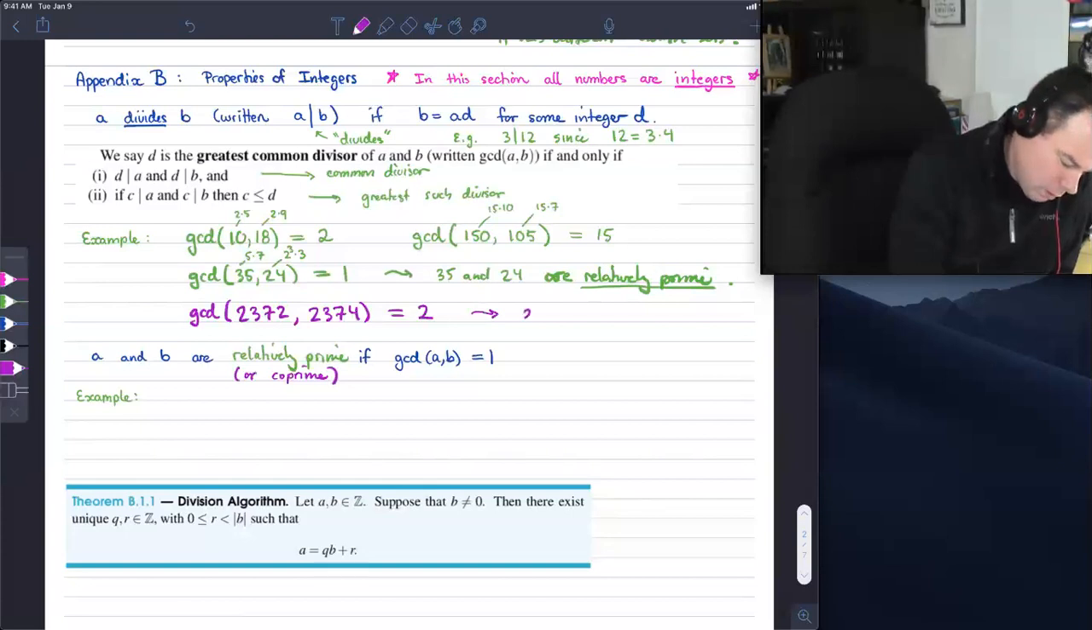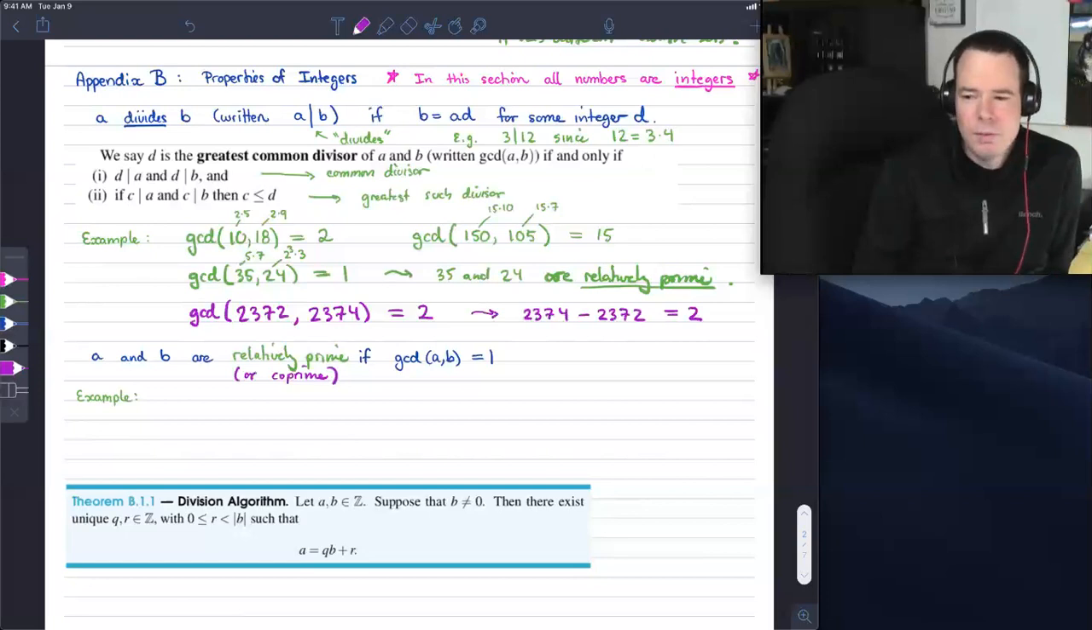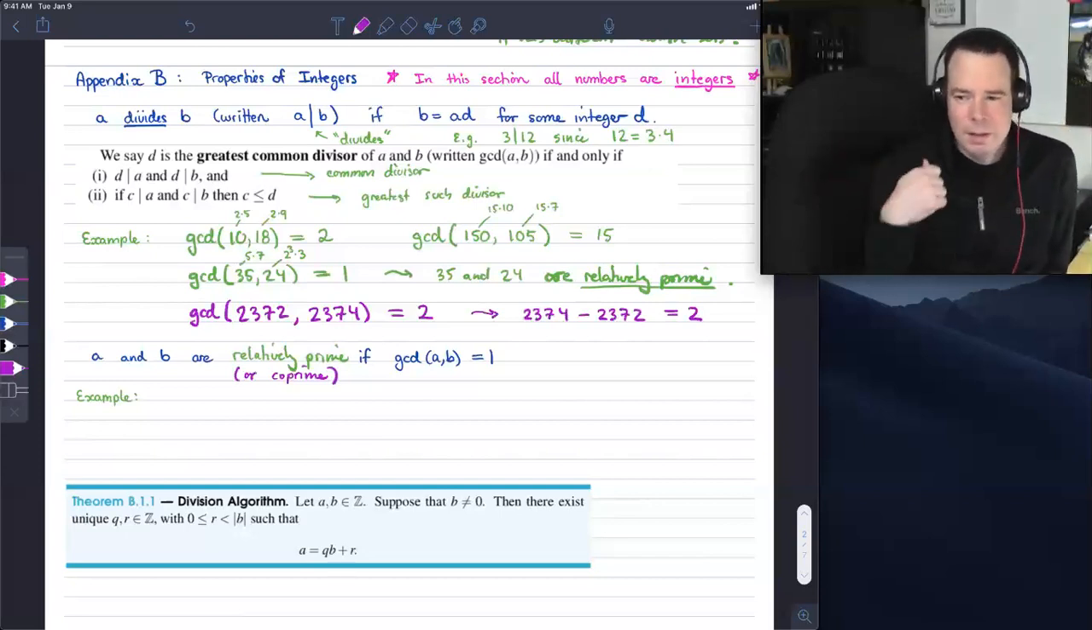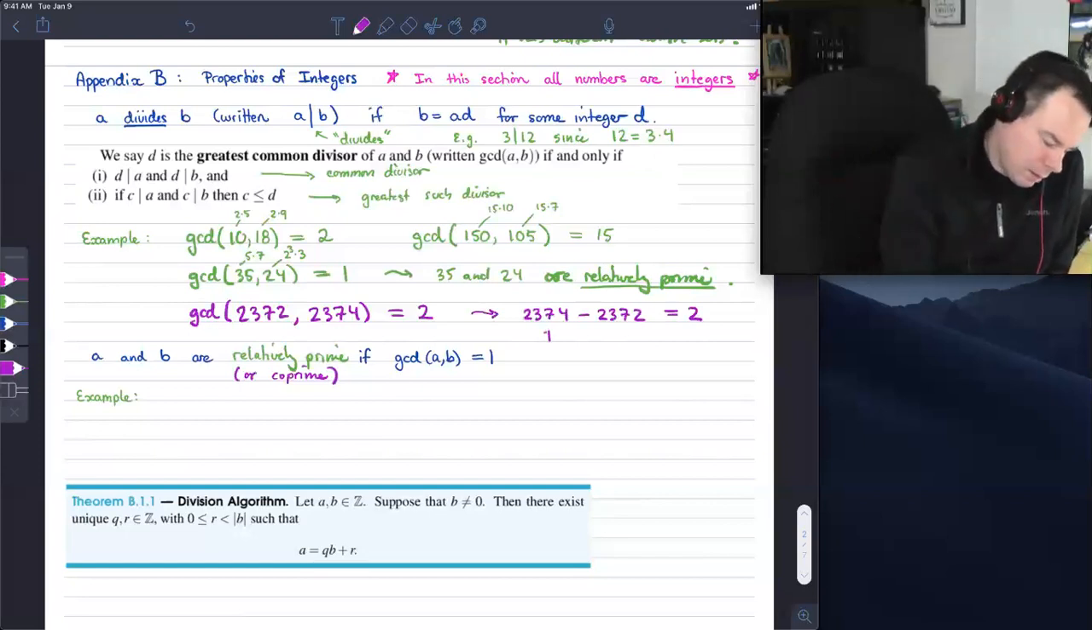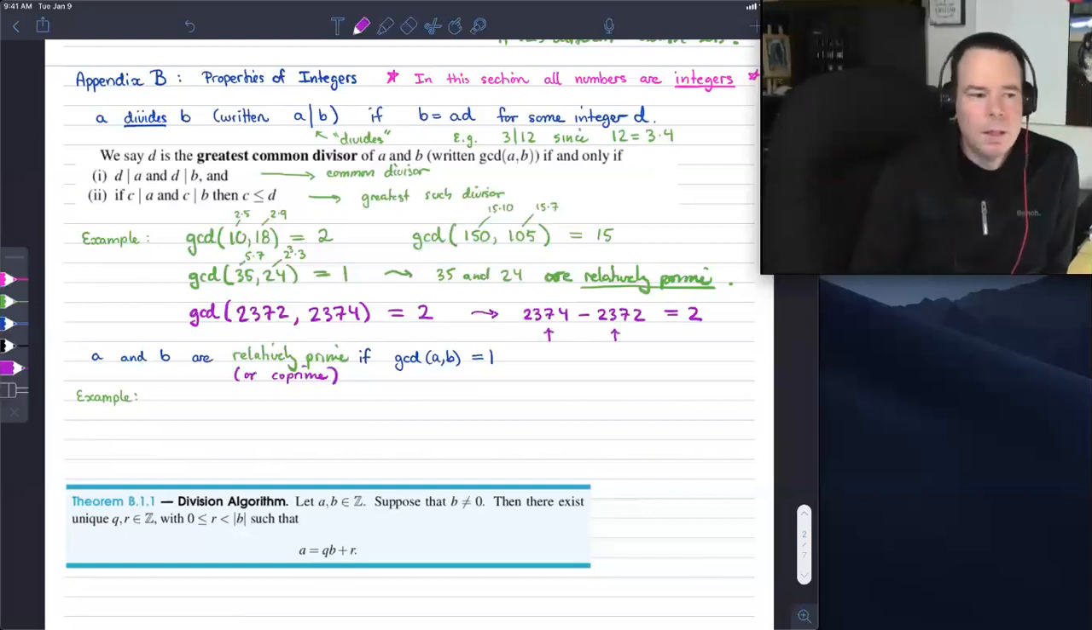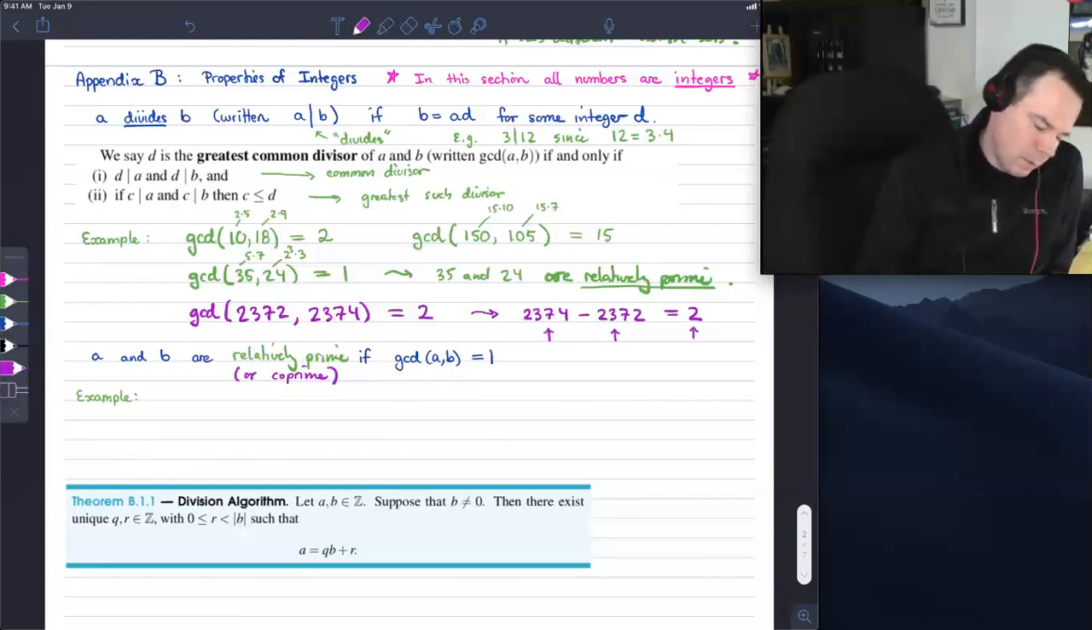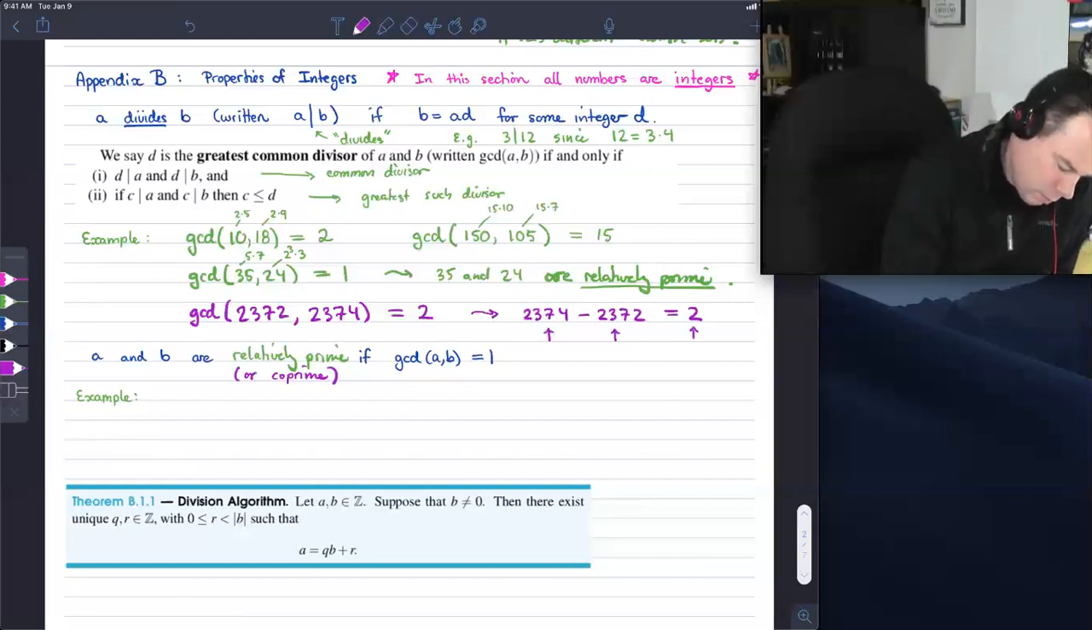And this example that we just did sort of takes a nod in that direction. And so what am I going to do? Well, the first thing I'm going to do is write down an equation between these two numbers. That is, I'm going to just write down their difference. And you may say, okay, so what? Well, this is the key: the GCD is a common factor of these two numbers. So the GCD, whatever it is, has to divide 2,374 and it has to divide 2,372. So if it divides this number and it divides this number, then it has to divide the difference. And the difference is 2, so it must divide this number. So from this equation, we get that the GCD is 1 or 2.